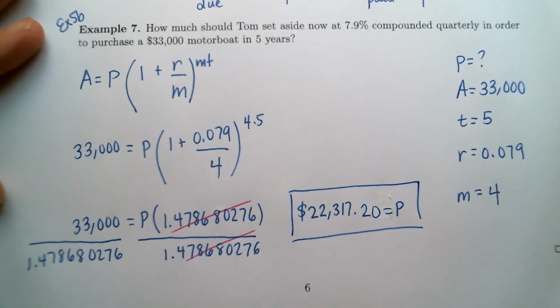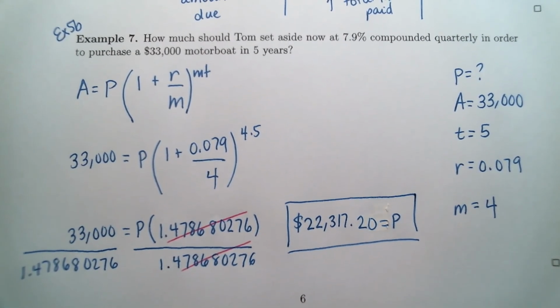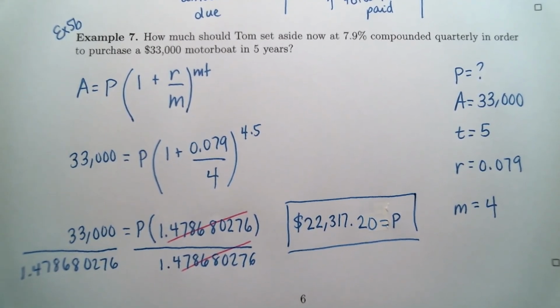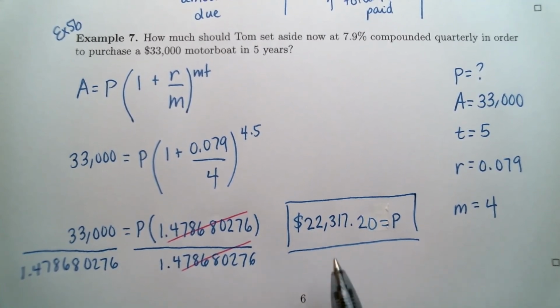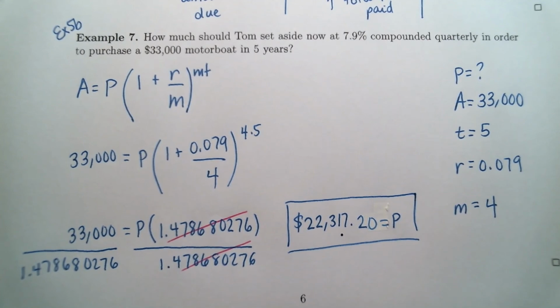And lastly, think about, does this make sense? Yes, because you should have a number that is less than $33,000. If you ended up with a number bigger than $33,000, that wouldn't make any sense. You need something smaller so that the money would grow over a 5-year period and grow to be $33,000. So that's how you do this problem.